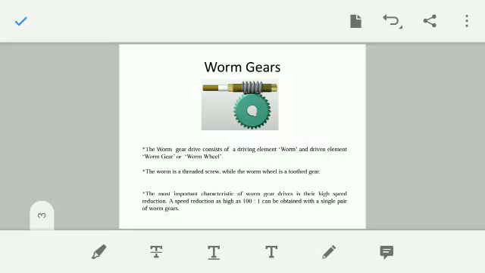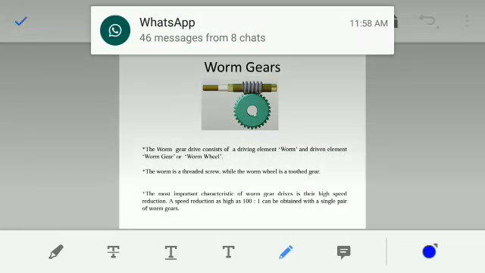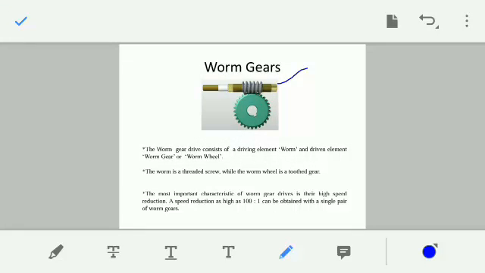Now we'll see the concept of worm and worm wheel. In this case, as they are the power transmitting elements, the worm gear drive consists of a driving element called the worm. So here we can see this is the worm, the driving element, and the driven element is a tooth gear. The worm, you can see, is on a shaft. The worm is a threaded screw, while the worm wheel is a tooth gear.